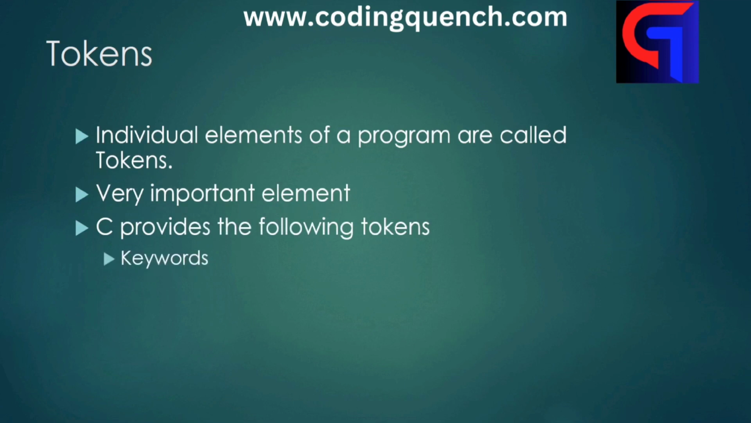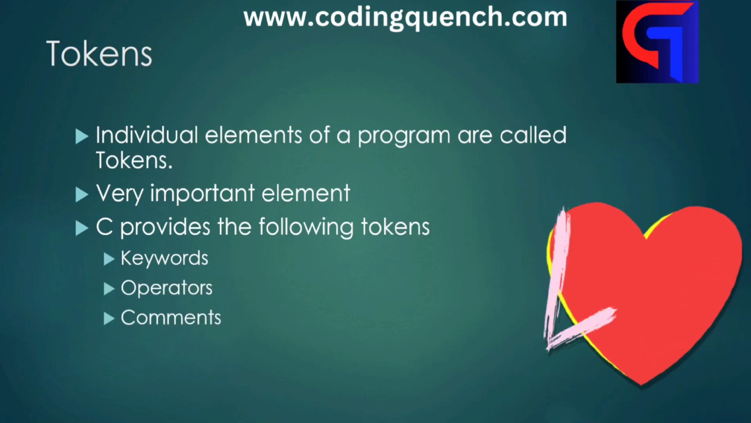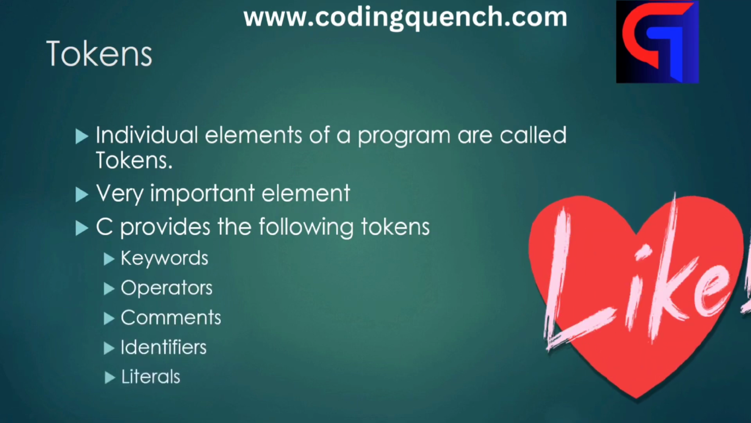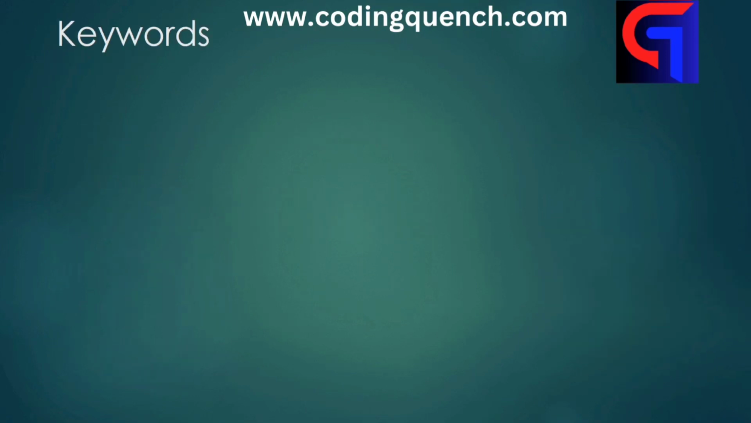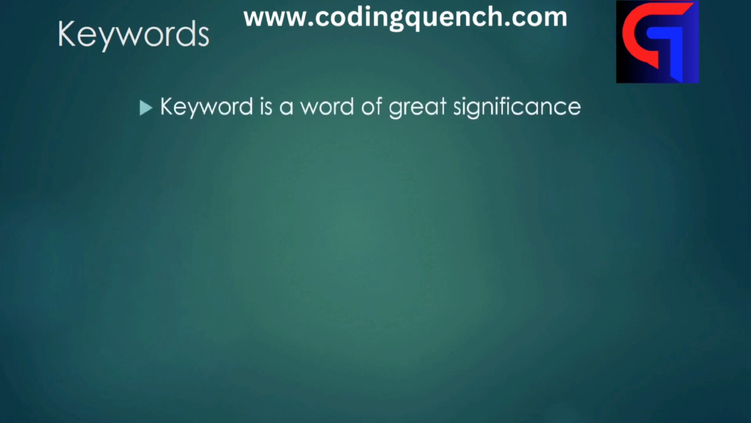What are the tokens in C? First, keywords, operators, comments, identifiers, literals. We'll see all these things one by one. First one is keywords. Keywords means it has some significant meaning.